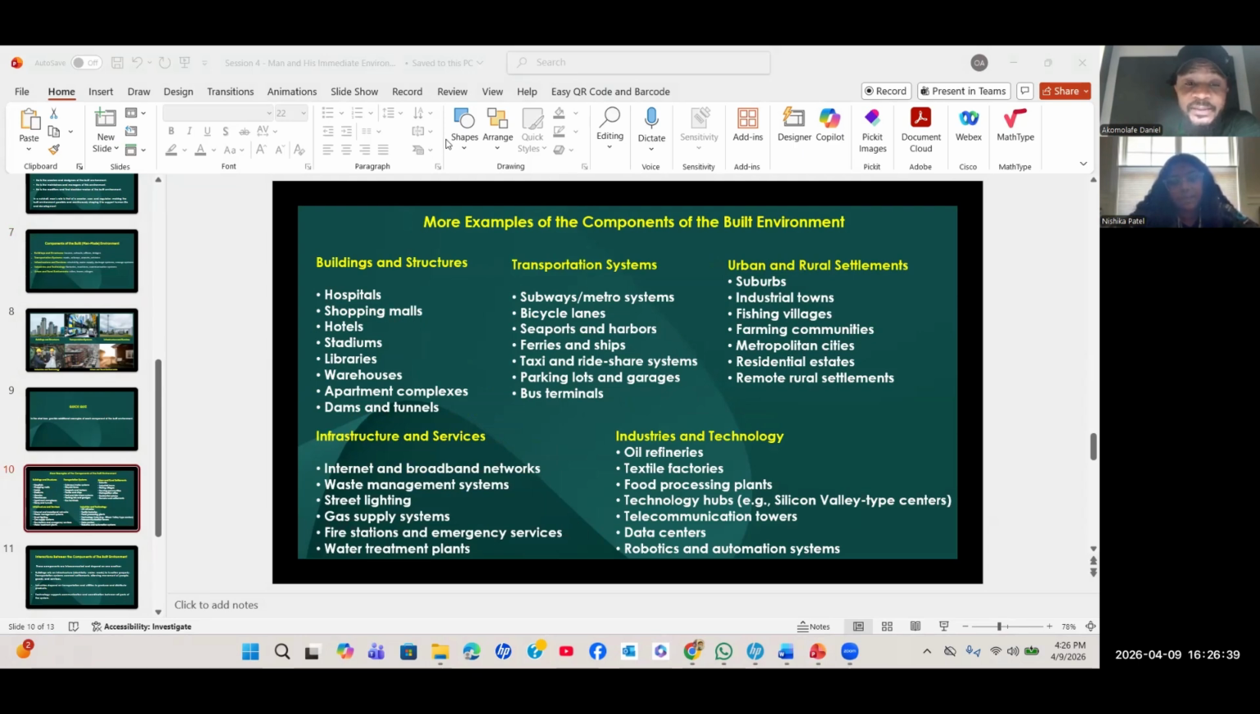If you look at the next slide, you will see more examples that we have under each component. Under the built environment, you will see hospitals, shopping malls, hotels, stadiums, libraries, warehouses, apartment complexes. Under the transportation, you will see subways, metro systems, bicycles, bicycle lanes, seaports and harbors, ferries and ships, taxis, parking lots and bus terminals.